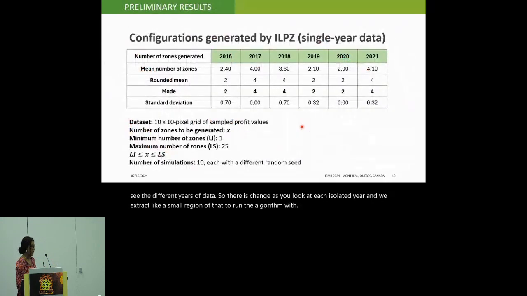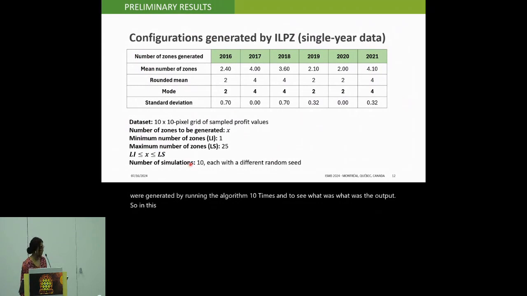So for our results, what we did is that we tried to determine the number of zones that were generated by running the algorithm 10 times, and to see what was the output. In this case, I have all the parameters and constraints of the experiment marked below.